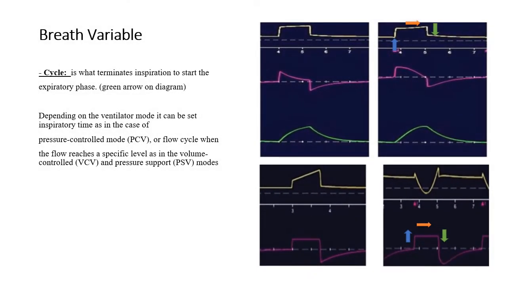The cycle variable is what terminates inspiration to start the expiratory phase, which is that green arrow. And again, depending on the mode used, like in pressure controlled modes, it will be time. After the inspiration has had a certain inspiratory time, it will cycle and exhalation starts, or flow, as in some volume control and pressure support modes. Again, we'll discuss those when we speak about each mode separately.